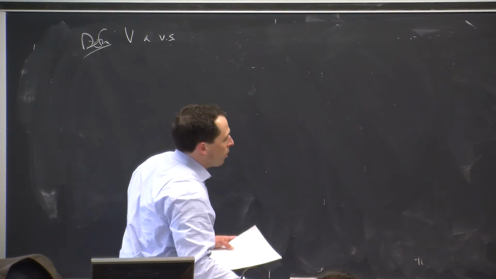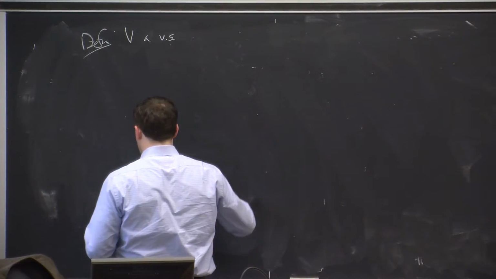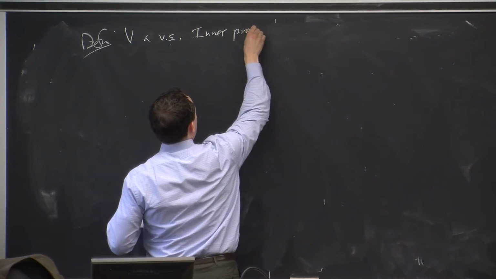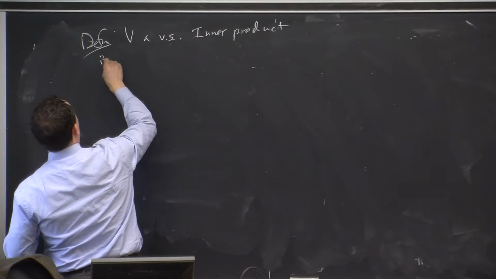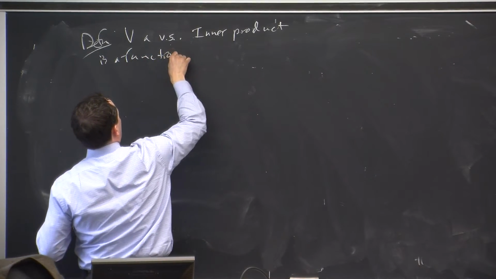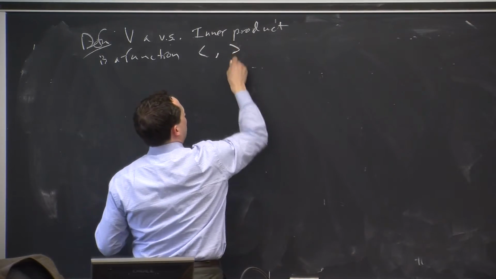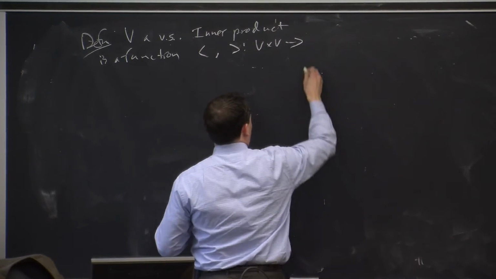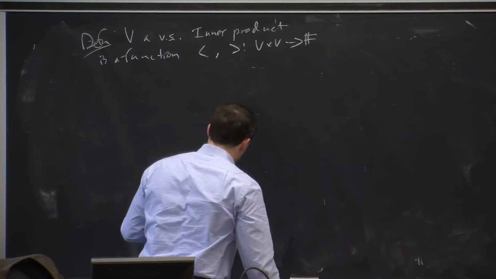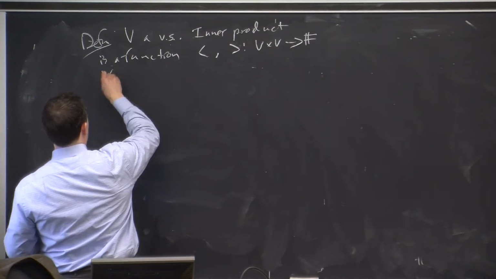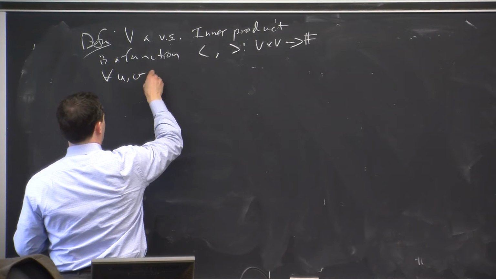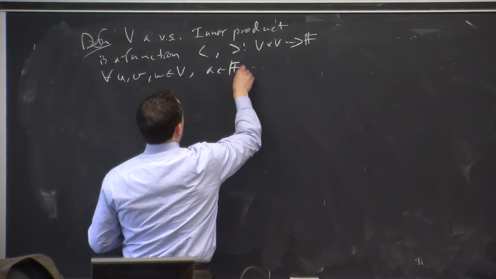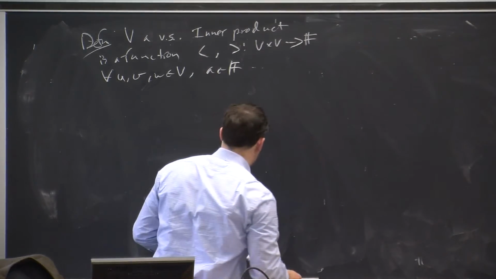V is a vector space over R or C. An inner product is a function of two variables, takes two vectors, and it spits out a field element. And it satisfies the following properties.